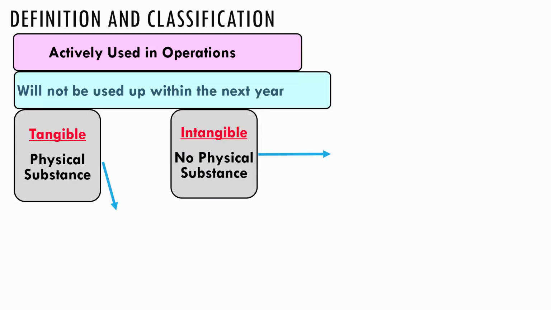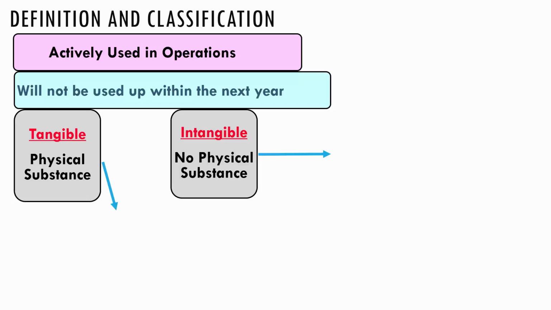There are 2 categories below this then. Tangible things are things that you can physically see or touch. For example, your equipment, your building, your land. It has a physical substance.